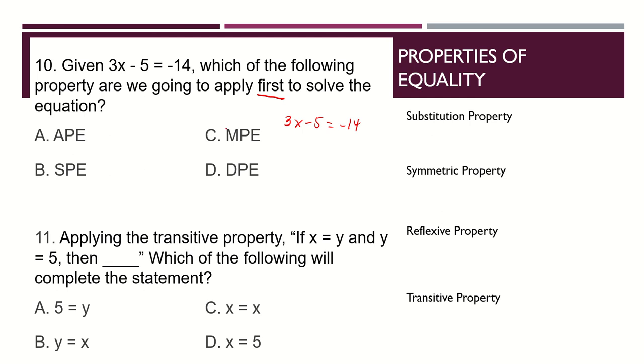So in our given, we have 3x minus 5 equals negative 14. Si negative 5, ating negative 5 ay ililipat ng posisyon.